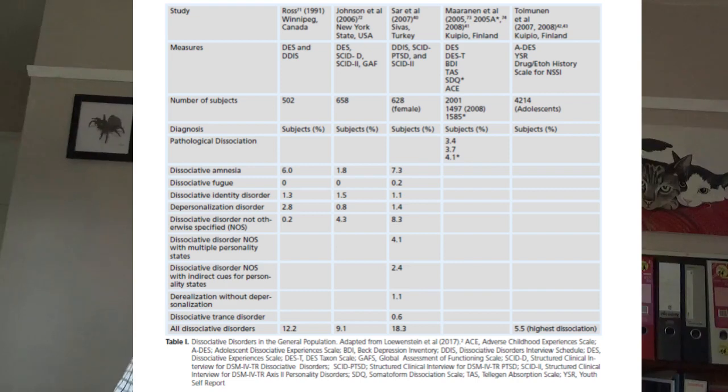So that fits in with our general picture and understanding that in the general population, DID is around that 1% category. Dissociative amnesia is higher. You've got 6, 1.8%, 7.3%. And then DDNOS is 0.2% in Canada, 4.3% in the USA, and 8.3% in Turkey. So there's a huge variation for DDNOS. So we would expect to see the same things if we were just measuring other specified dissociative disorders.